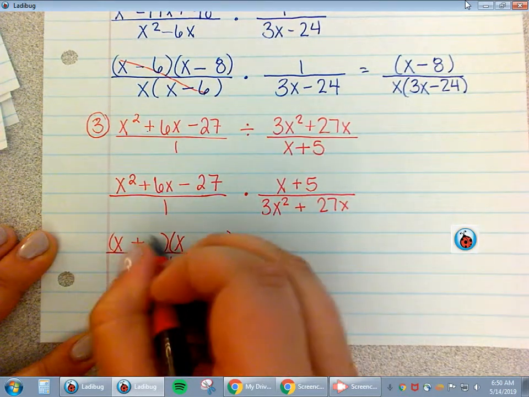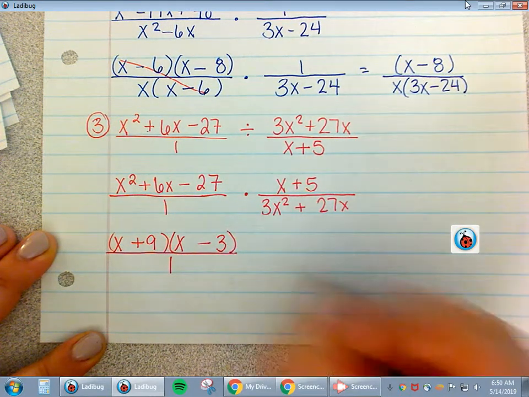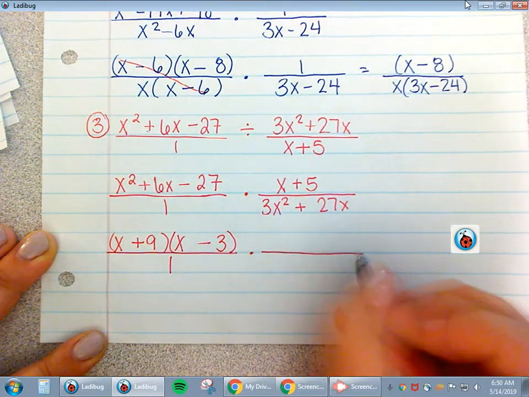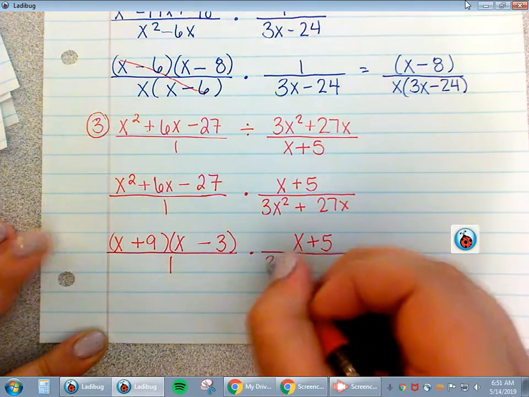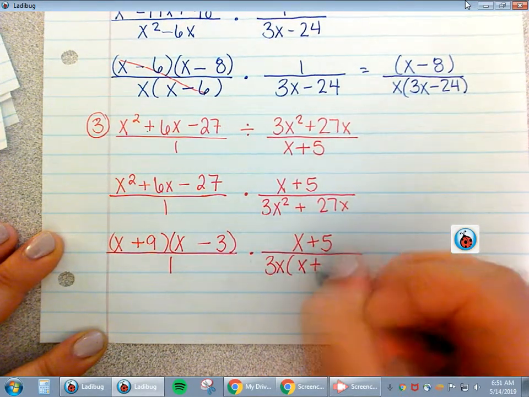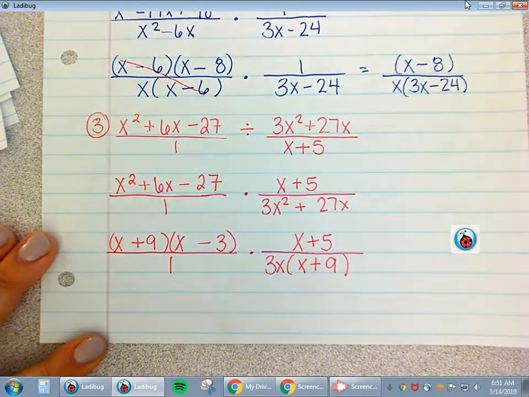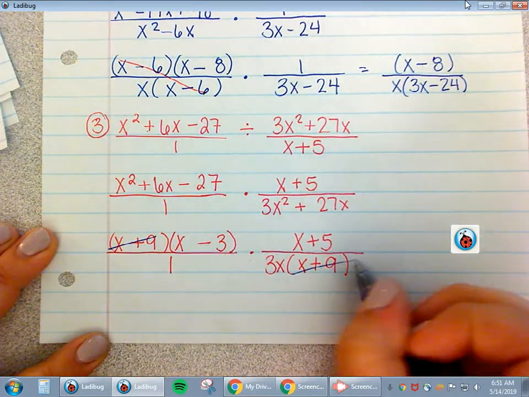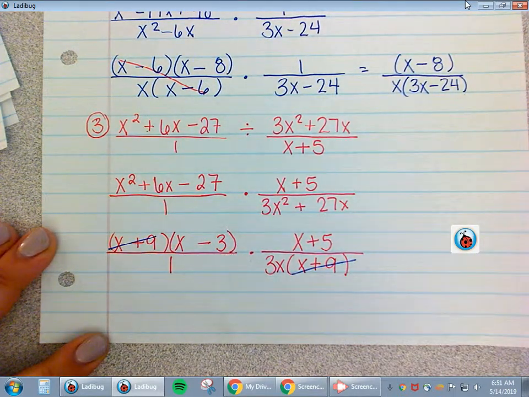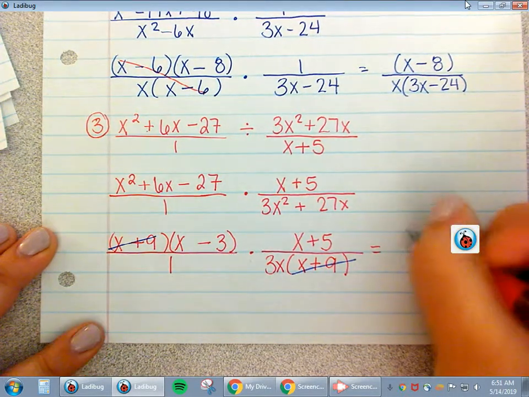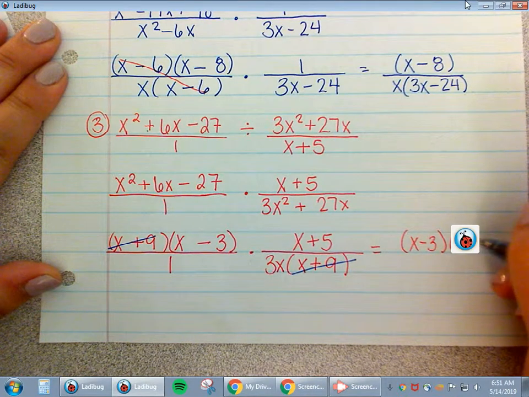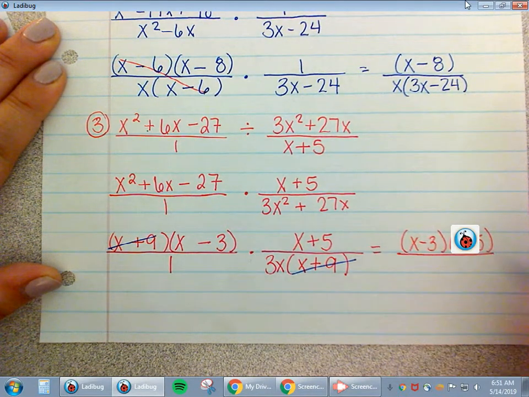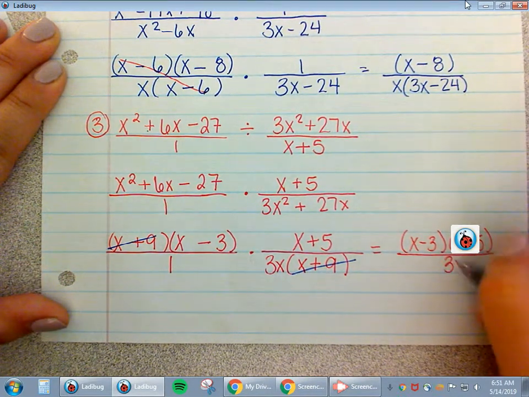I'll need a positive 9 and a negative 3. Over here, x plus 5 is already simplified. Then on the bottom, I can pull out a 3x. So I've got an x plus 9 on top and bottom that can go away, and that's it. So on the top, I've got x minus 3, x plus 5. And on the bottom, we've just got a 3x.